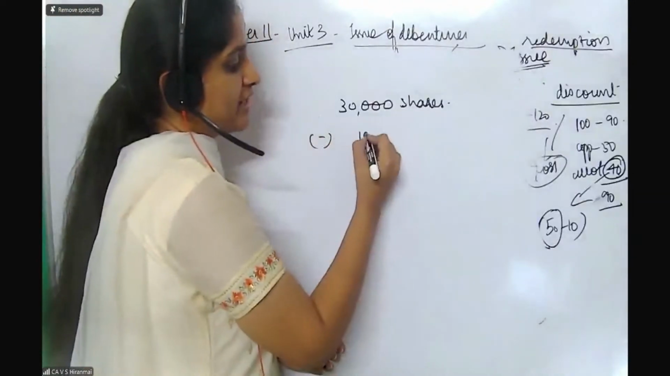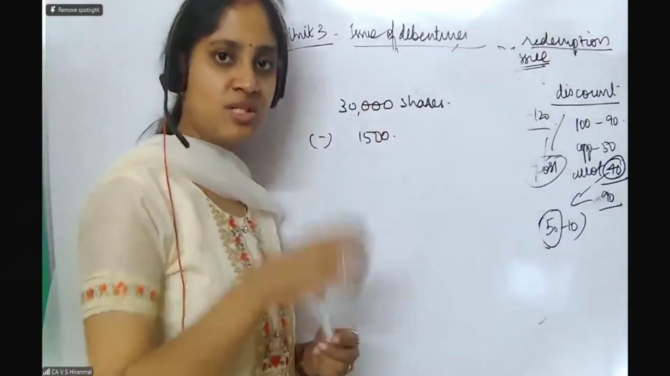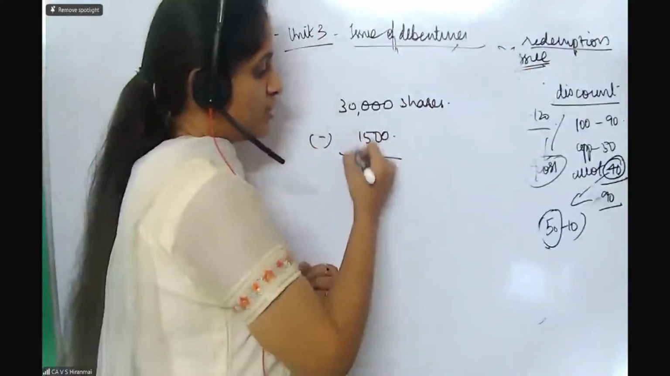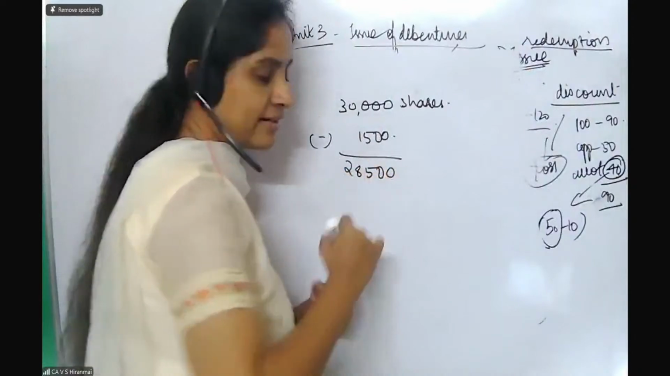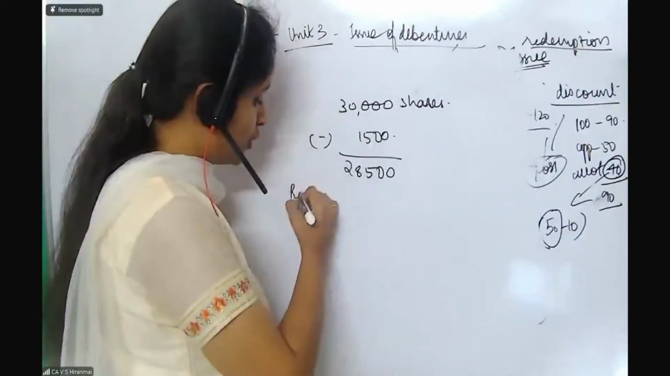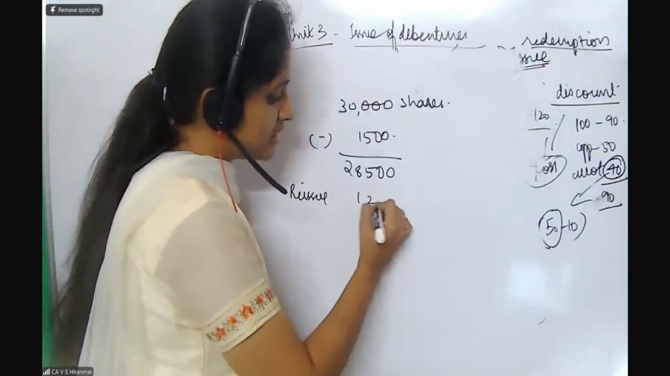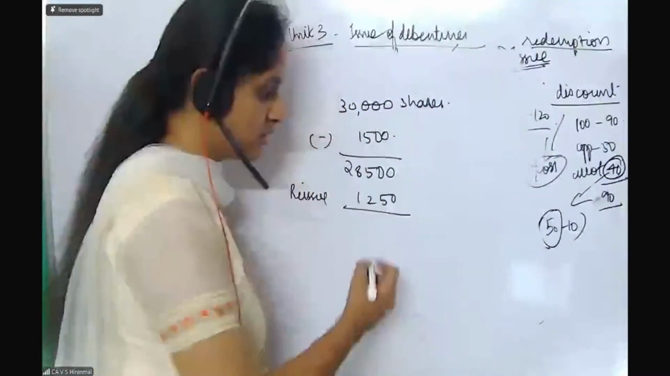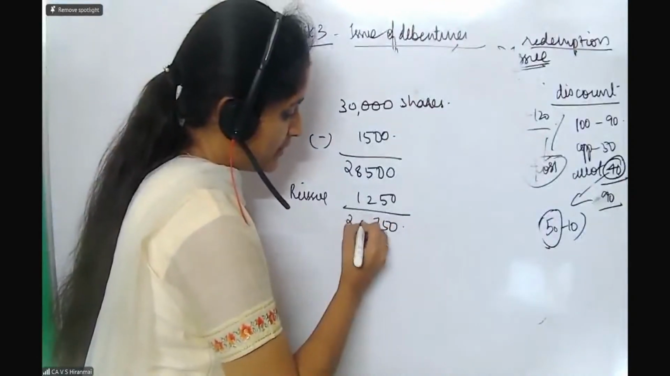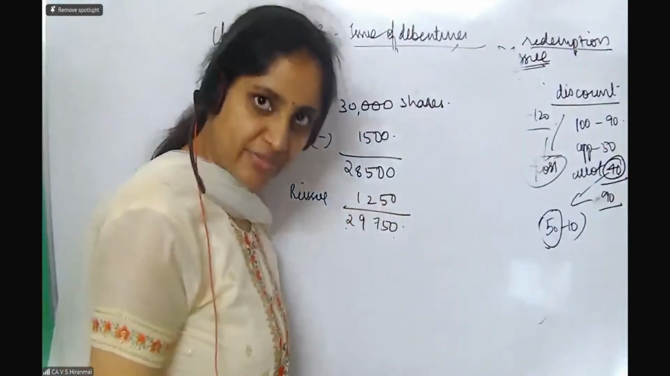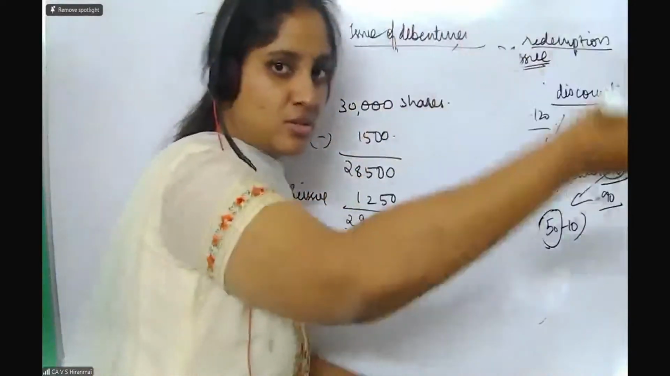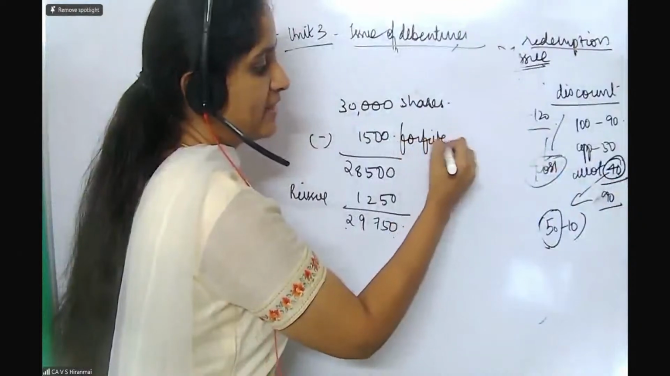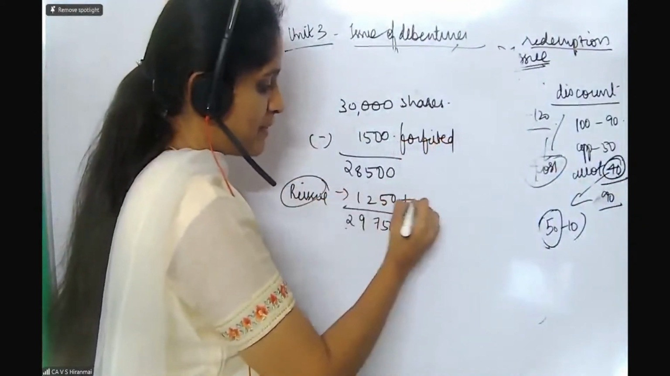So how many shares you have taken back? 1,500, which was Ram's and Shyam's put together. You took back 1,500. So that should be subtracted. So how much you will get? 28,500. Am I right? Then what did you do? Yes, ma'am. You reissued the shares. To the extent of 1,250 you reissued. That means again the shares are increasing, no? So now the actual value will be 29,750. You first issued 30,000, then 1,500 you forfeited, and then you reissued 1,250. So I'm adding this.